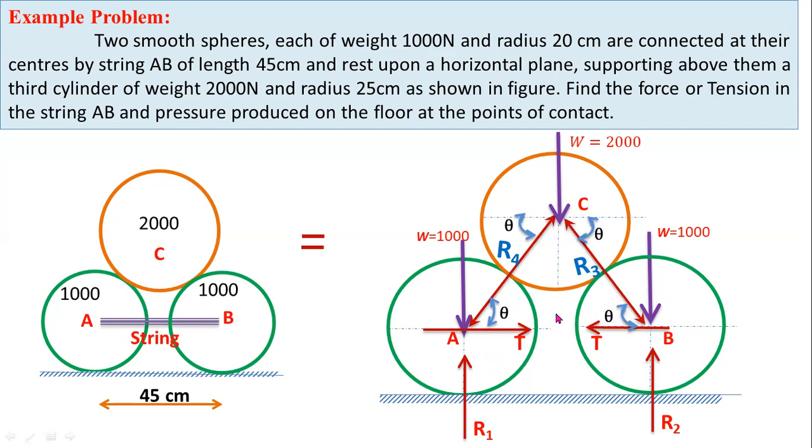From this diagram you can observe theta is the angle between the reaction force R4 and the horizontal support. Here also the angle theta is with respect to the horizontal plane and the reaction force. So here you can observe there are five unknowns: R1, R2, R3, R4, and the tension T. So there are five unknown forces, and you have to determine these five unknown forces.